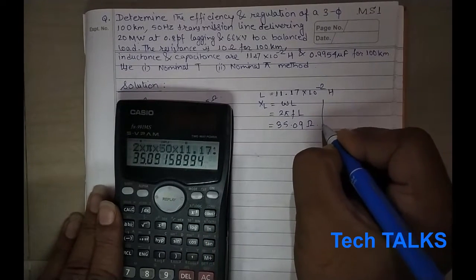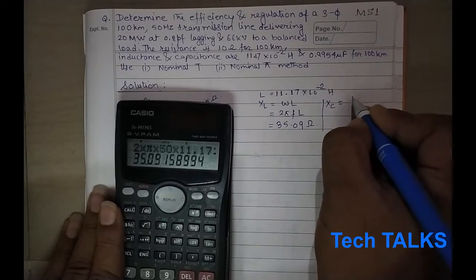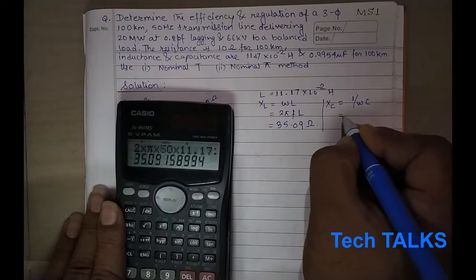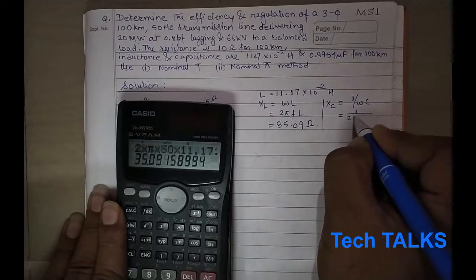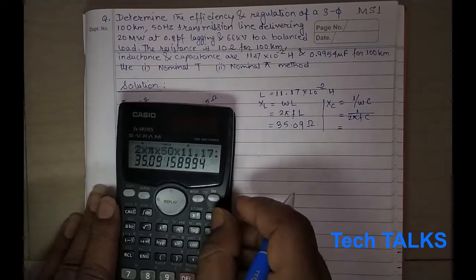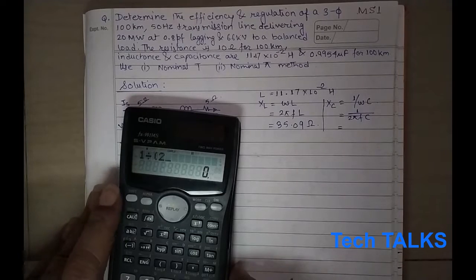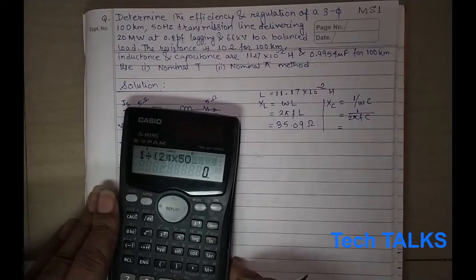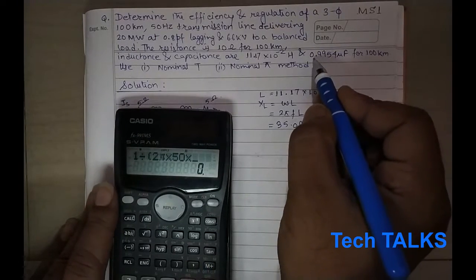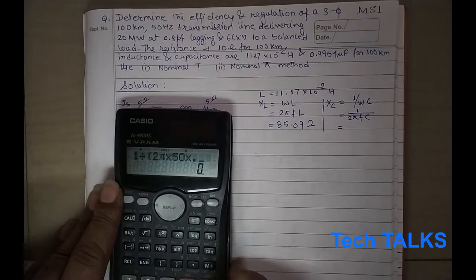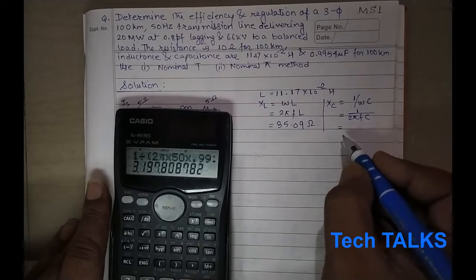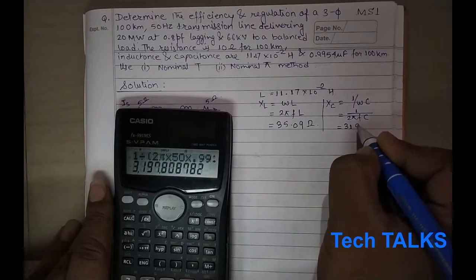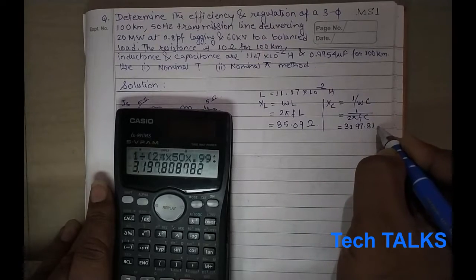And the value of XC is 1 by omega C, that is 1 by 2 pi FC, that is 1 divided by 2 pi times 50 into C. The value of C is 0.9954 micro. So it is coming as 3197.81 ohm.